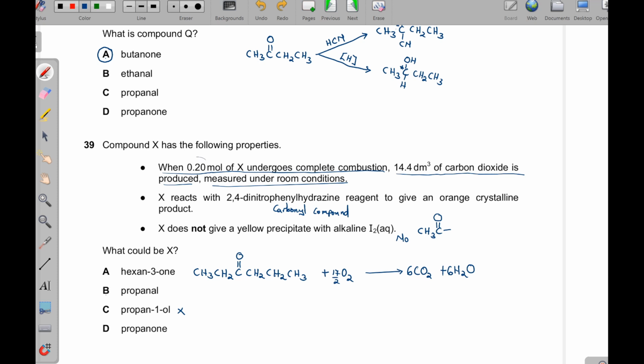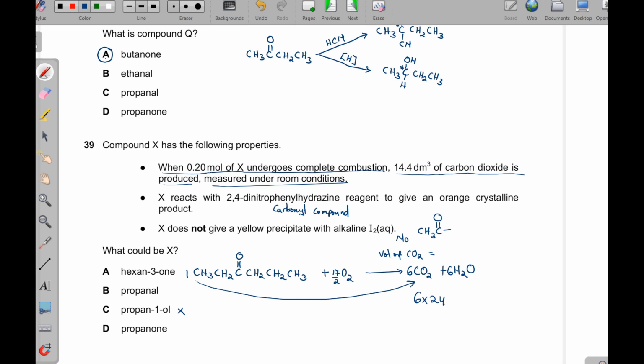Now, 1 mole of this compound, when completely combusted, gives us 6 moles of carbon dioxide. Now, how about the 0.2? Let me just look at the volume of carbon dioxide produced here. Remember, 1 mole of a gas at room conditions occupies 24 liters. Now, 1 mole gives 6 moles. That means to find the volume of carbon dioxide produced at room conditions, we shall have this 6 here, then times the 24 decimeters cubed.